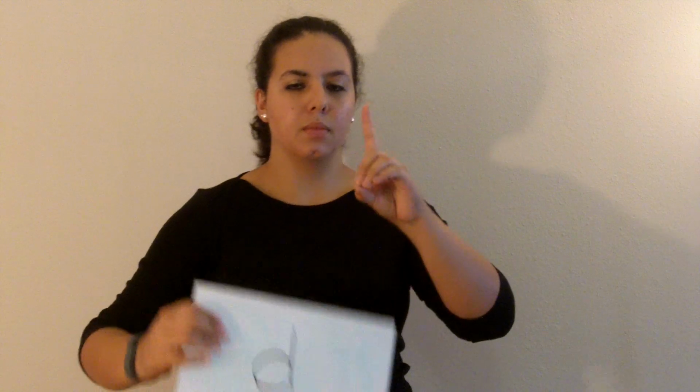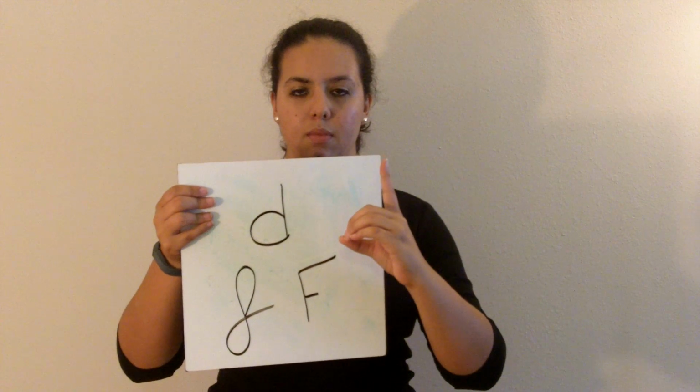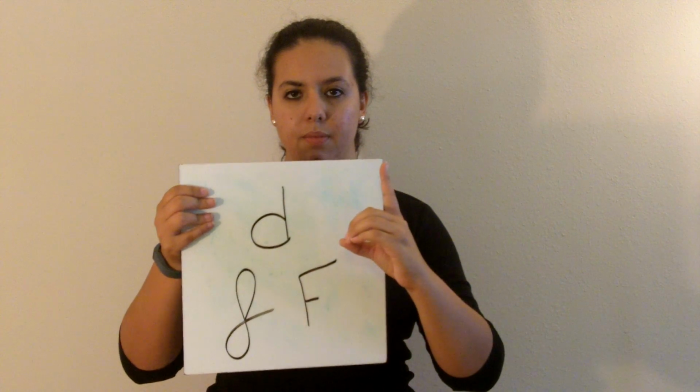D, this confuses everybody. If you look at your D and then you have your F, they're different. For some reason, this is the one that confuses everybody. If you look at your D and look at the whiteboard, look how the D is making a D. So you have your D.